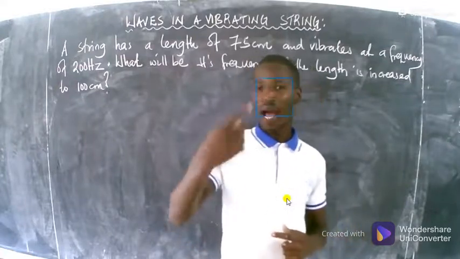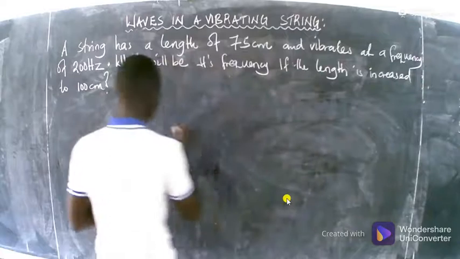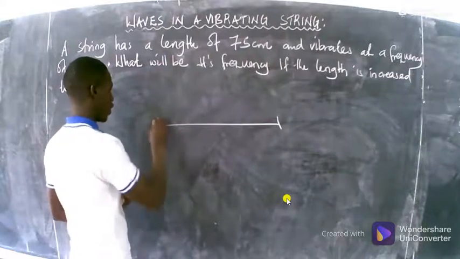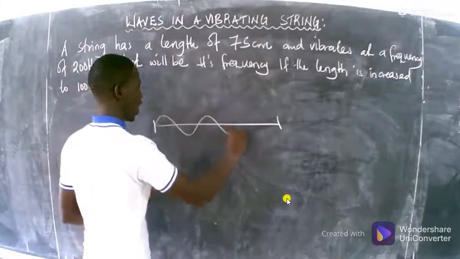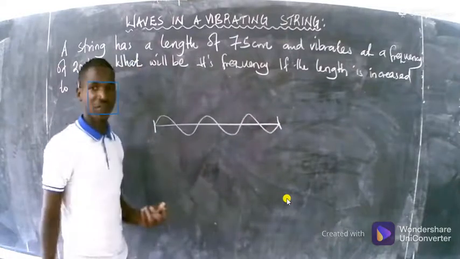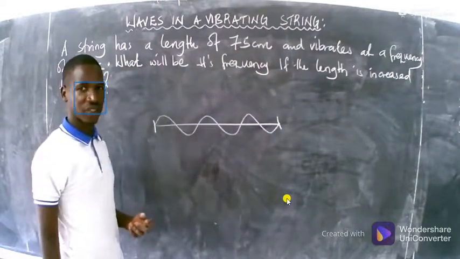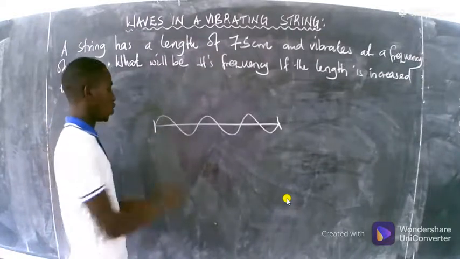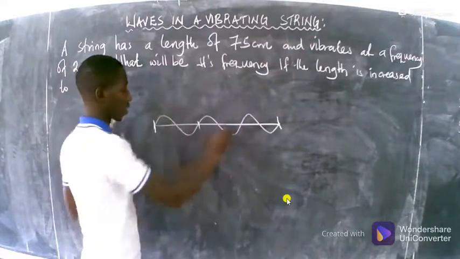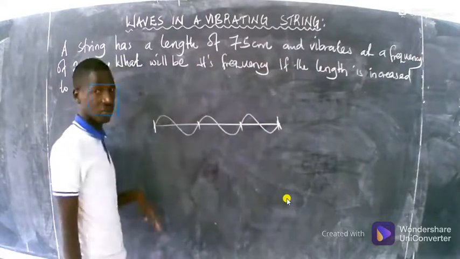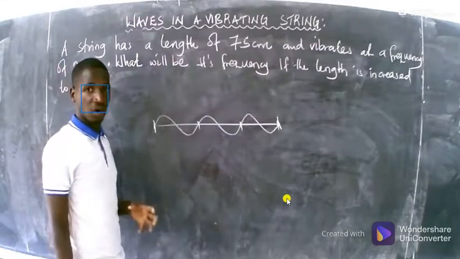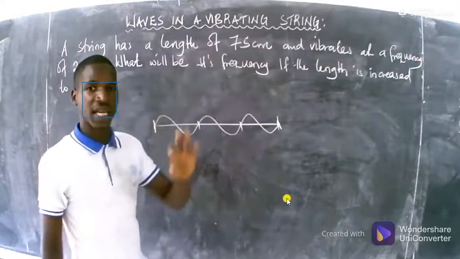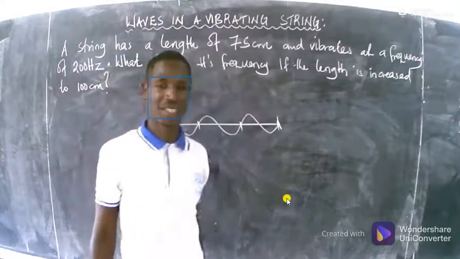Now, when you pluck a string from the middle, it will produce a transverse wave made up of crest and trough. When you pluck this string, it will produce something like this. This is a complete oscillation. This is a complete oscillation. This is a complete oscillation. Those are 3 oscillations. So the number of oscillations made by this string depends on basically 3 factors, which we are going to discuss in this lesson.